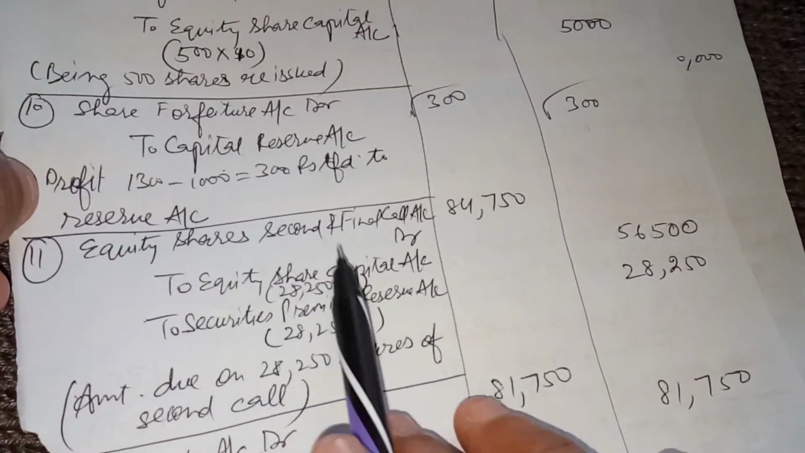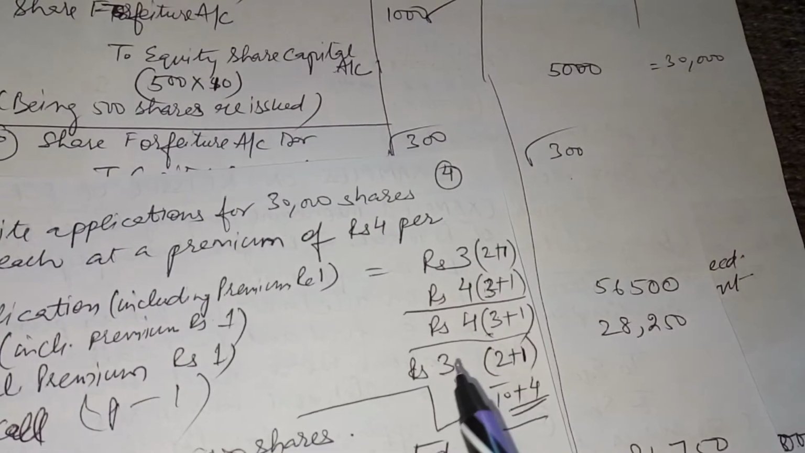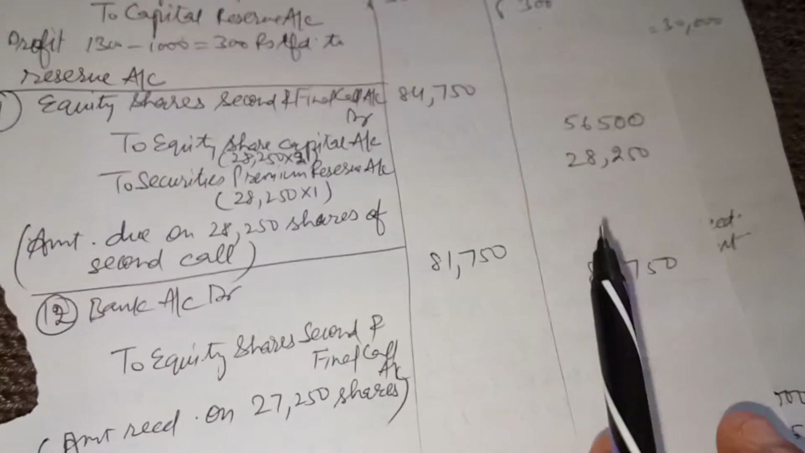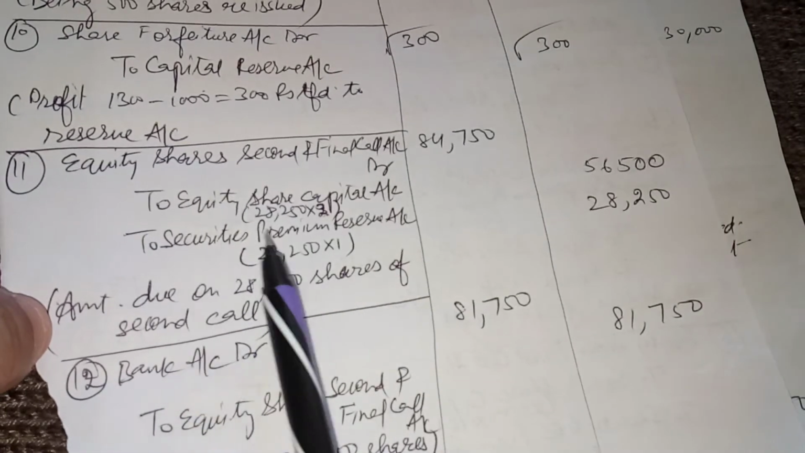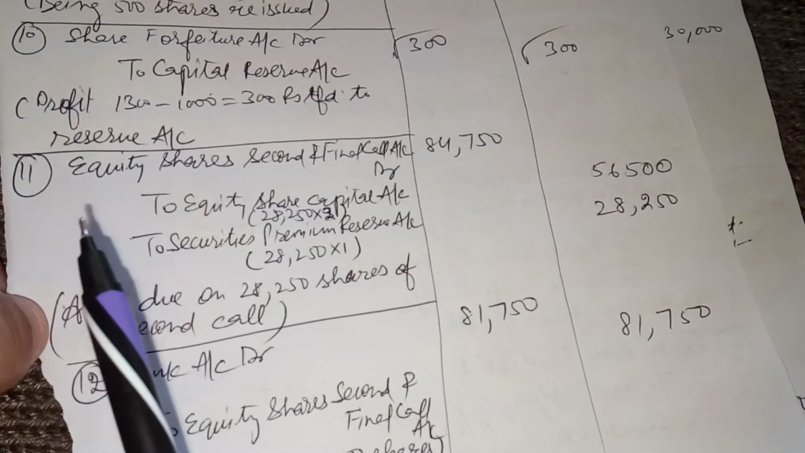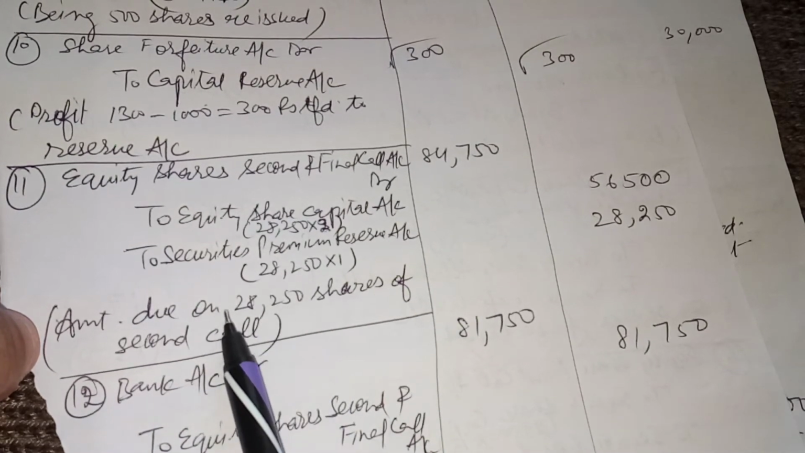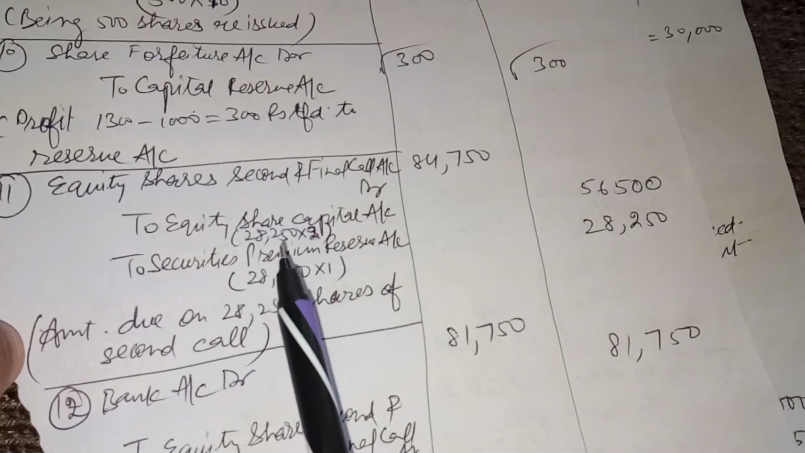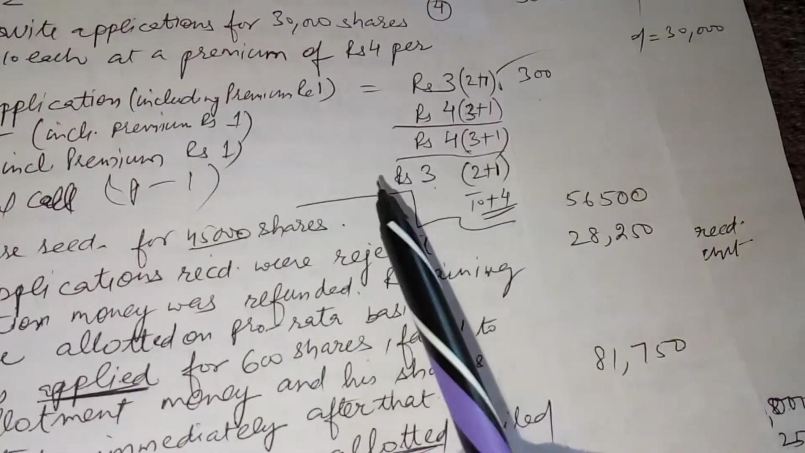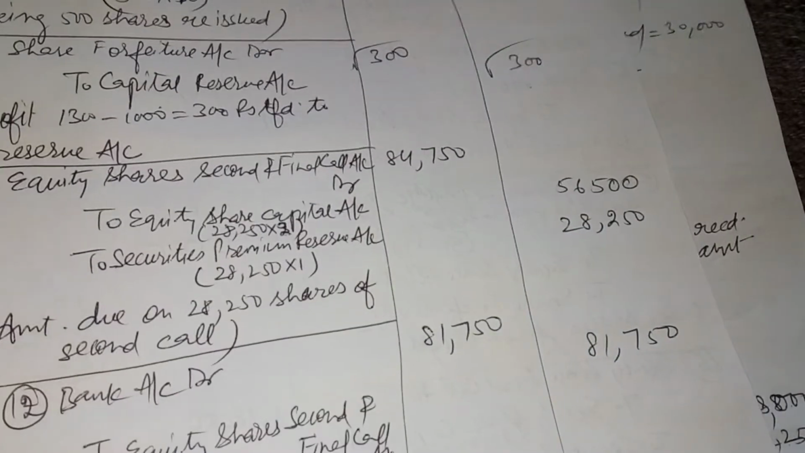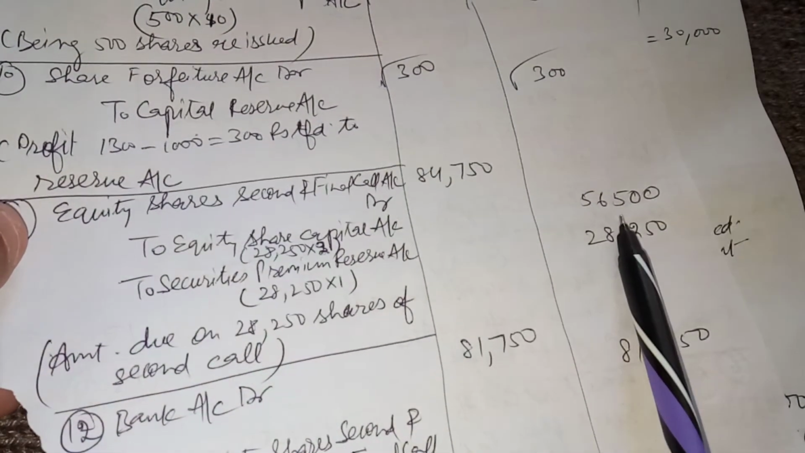Now the second and final call. The second and final call of rupees 3 was due. So how is it done? Equity share second and final call account debit to equity share capital and securities premium. 30,000 minus 500 minus 750, so 28,250 shares were left. Securities premium is rupee 1 per share, and out of the 3 rupees, 2 is the call money and rupee 1 is premium. So for 28,250 shares into 2, 56,500.